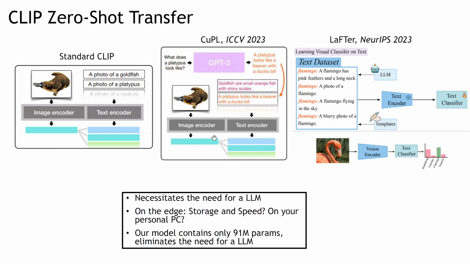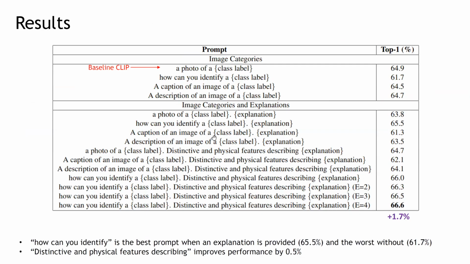On the other hand, our model contains 91 million parameters and it's much faster. Therefore, it can eliminate the need for this large language model. And we finally present results on zero-shot transfer. Overall, our model achieves a 1.7 increase in CLIP zero-shot transfer.